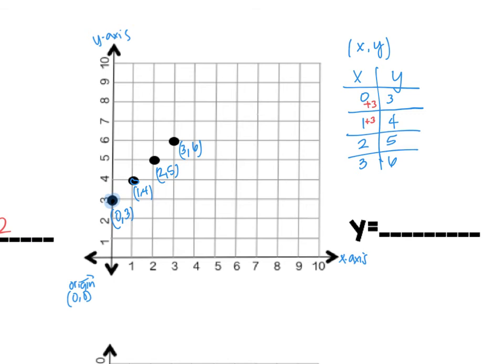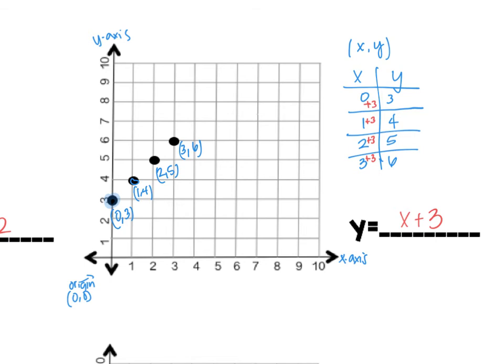So I can keep going. 2 plus 3 equals 5. And 3 plus 3 does equal 6. So this is an additive graph, and we have y equals x plus 3. That means that every time we have an x value, we add 3 to that number to get our y.